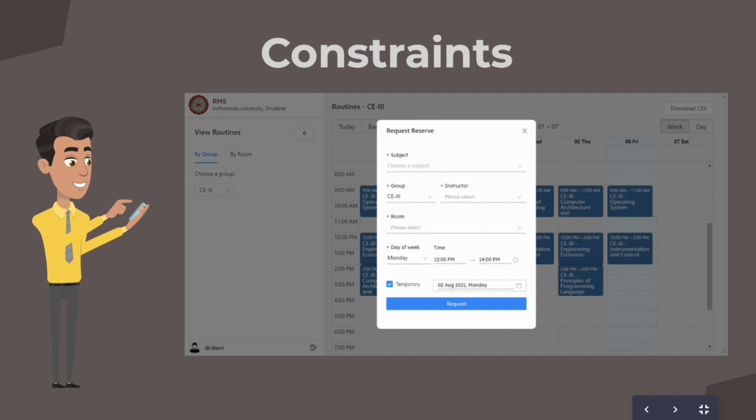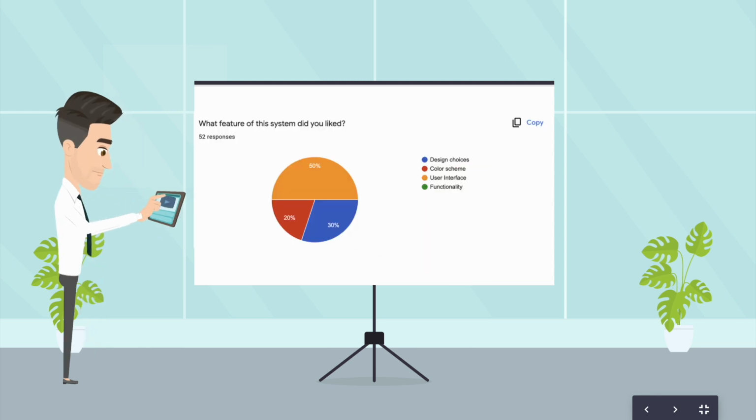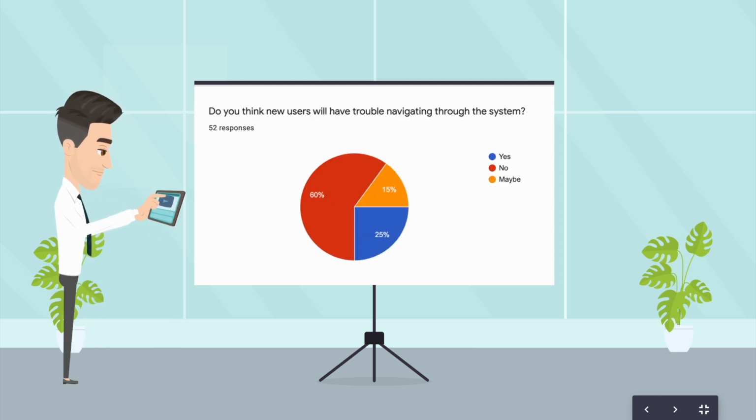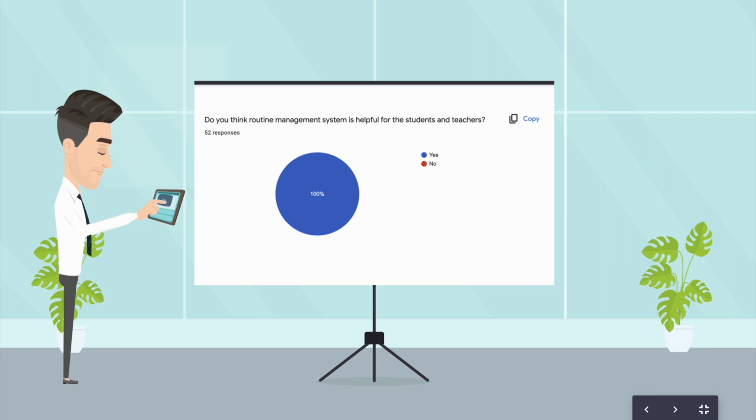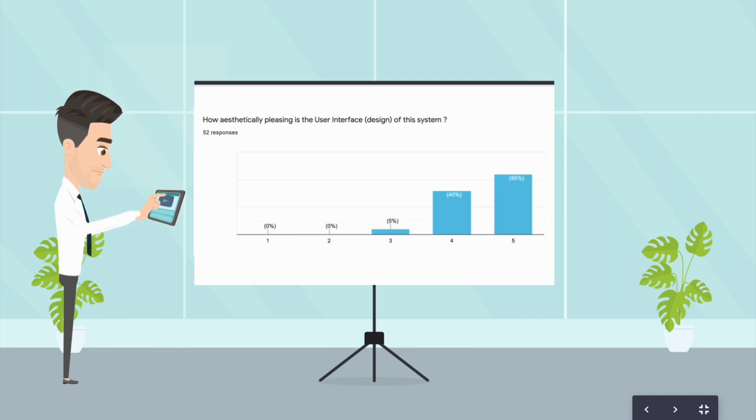Constraints. Our interface mostly prefers a drop-down menu for the schedule creating process so as to limit human error. We also conducted a post-survey. The data shows the majority of respondents reacted positively when considering the design aspect of our application.